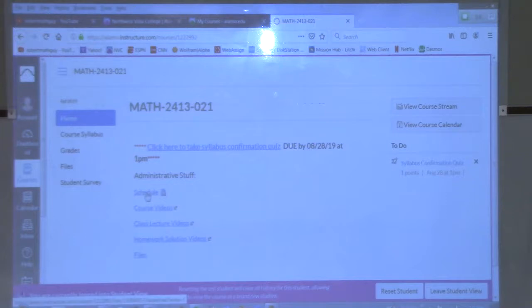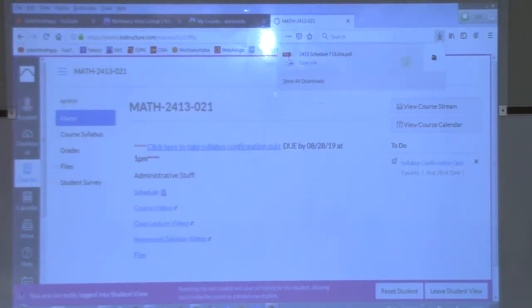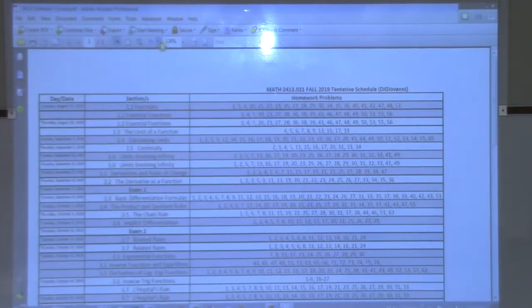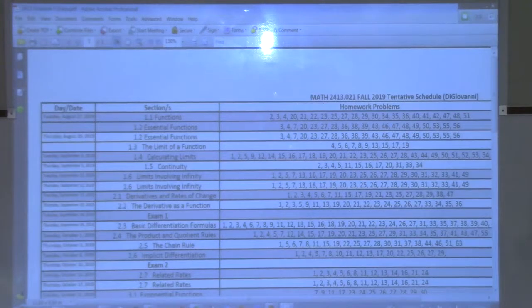If you click on schedule, that will download to your PC. Go ahead and print this out, bring it with you. I know it's hard to read. I tried to fit everything onto one page. This gives you a day-by-day, blow-by-blow of what we're doing. And this is tentative. This can always change, all right?